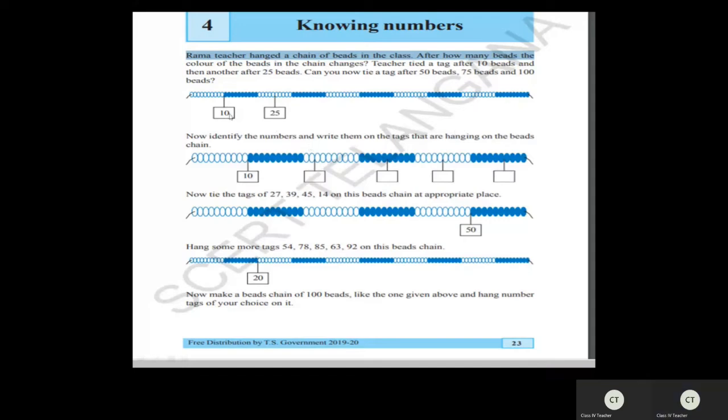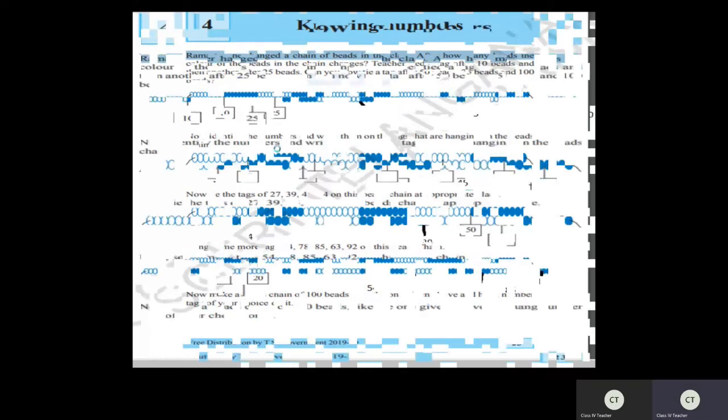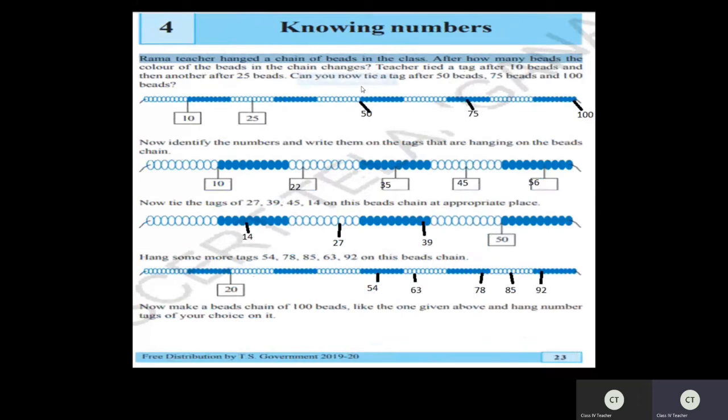So first 10 is marked here. Then second, 20 plus 1, 2, 3, 4, 5, so 5 after it is marked as 25. So what is the question here? Can you tag 50? Where is the 50th bead coming here? 10, 20, 30, 40, 50. So the 50th bead is coming here. I have marked here, children.